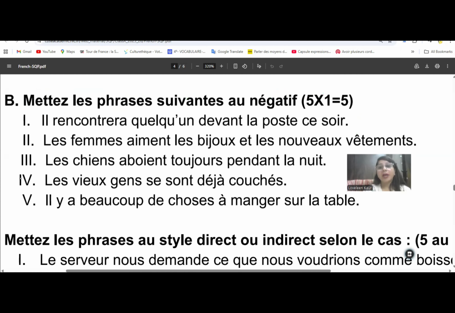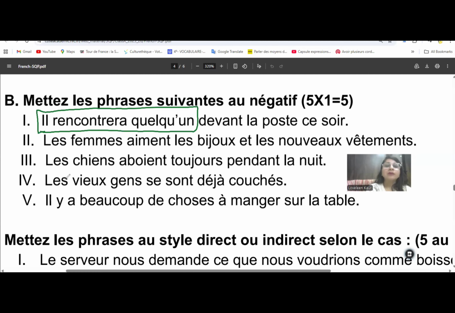That time you have to reply, right? Now it's written "mettez les phrases", so let's change the sentence only, will not reply. Now let's see, it's written "il rencontrera quelqu'un devant la poste ce soir." Now I'll do, "il rencontrera quelqu'un" means he will meet someone. So I will change it now, it's easy for you.